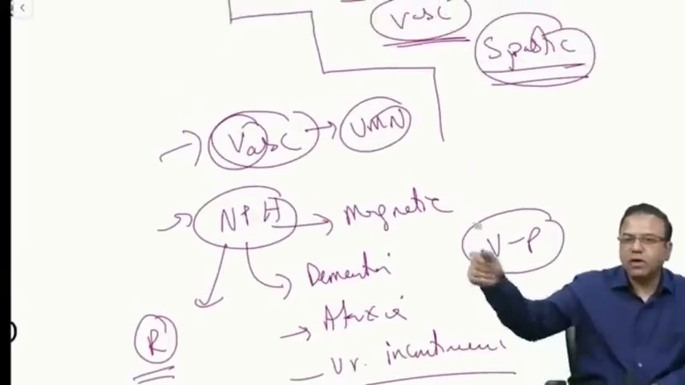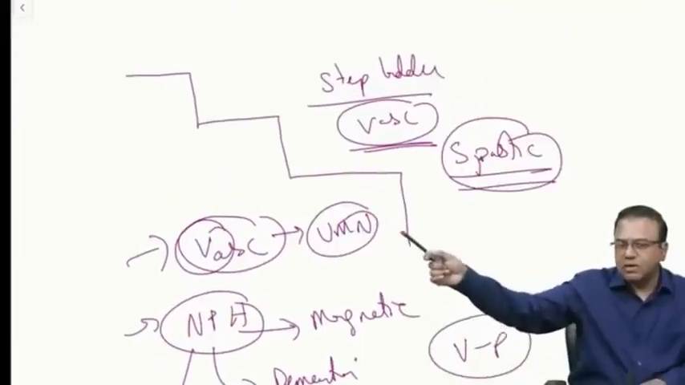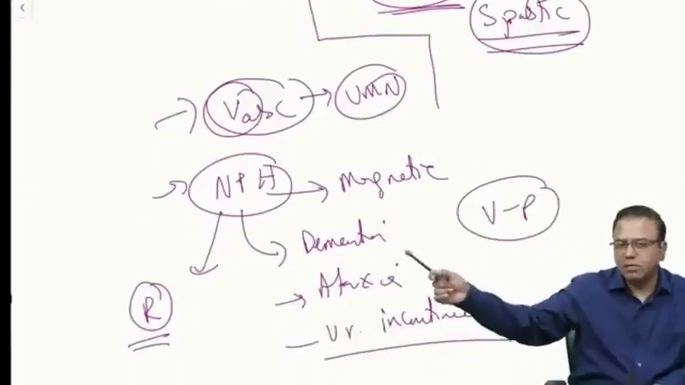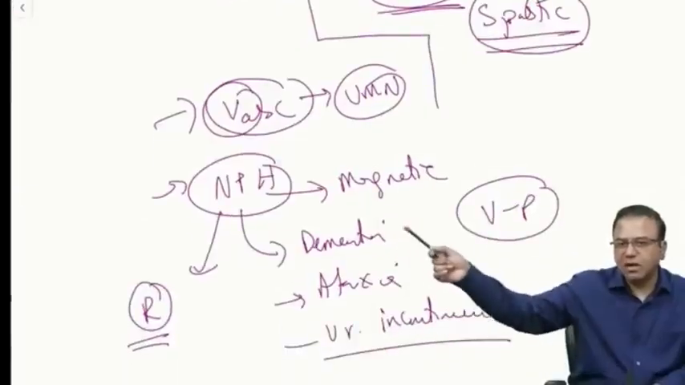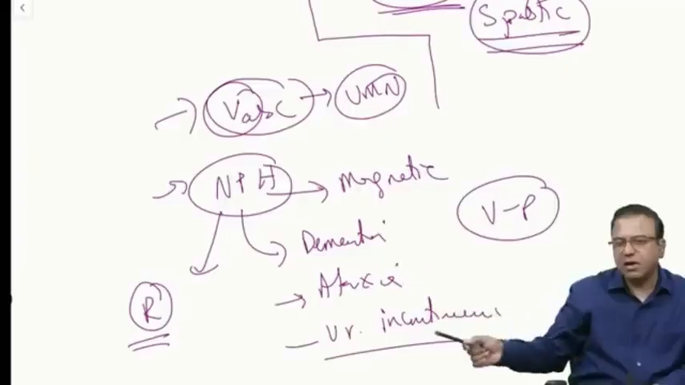So I hope you understand what the gait is here. Magnetic. What's the gait in vascular dementia? Spastic gait. Who will come with step ladder decline? Vascular, not NPH. What's the triad of NPH? Dementia, ataxia, urinary incontinence. Wacky, wobbly, wet. Wacky is dementia, wobbly is ataxia, wet is incontinence.